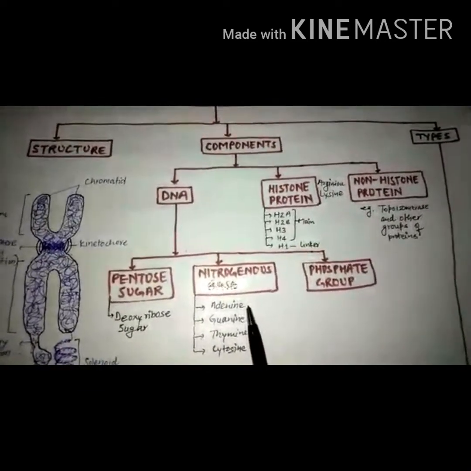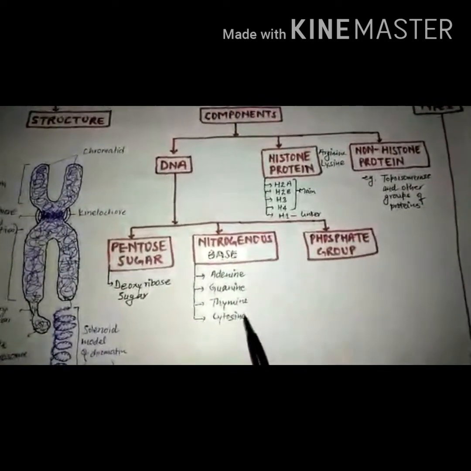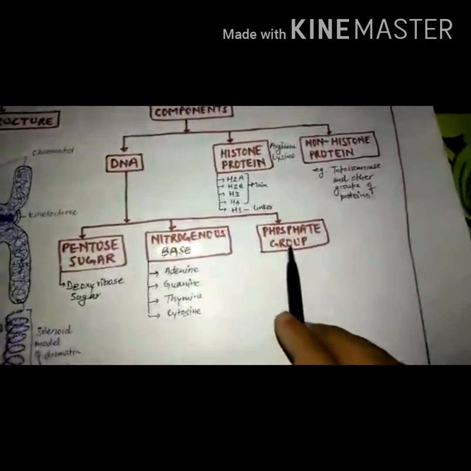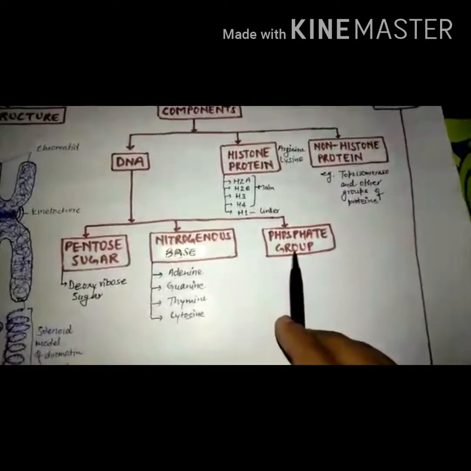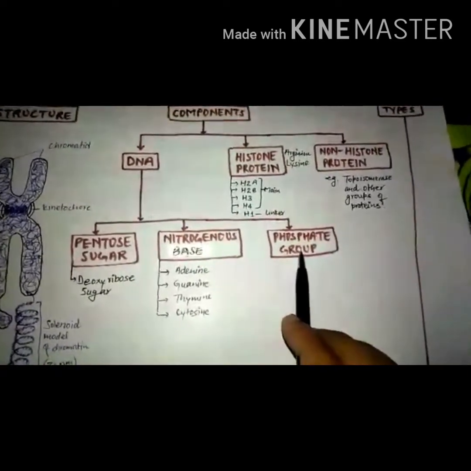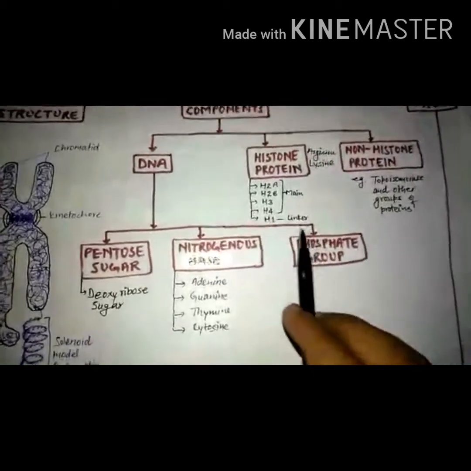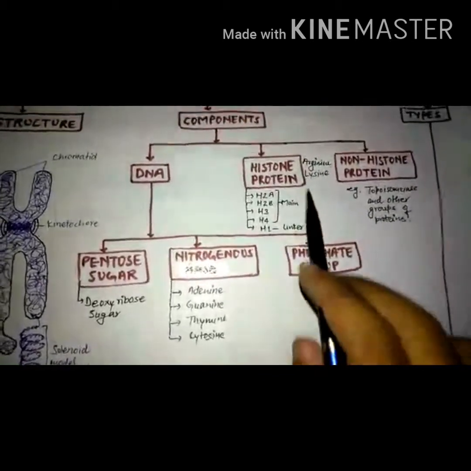The nitrogenous bases are adenine, guanine, thymine, and cytosine. Last is the phosphate group. The phosphate group is also present in DNA at the terminal end, and it is essential for the formation of the phosphodiester bond, which stabilizes the DNA.